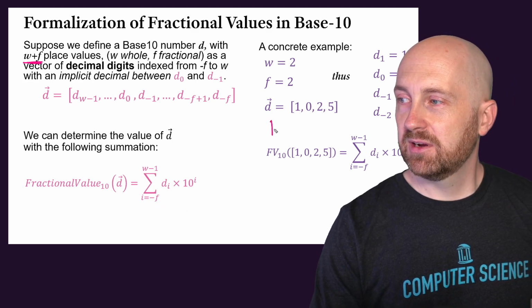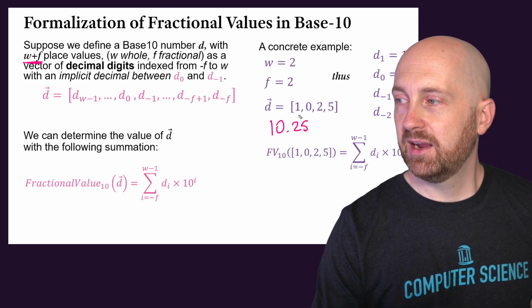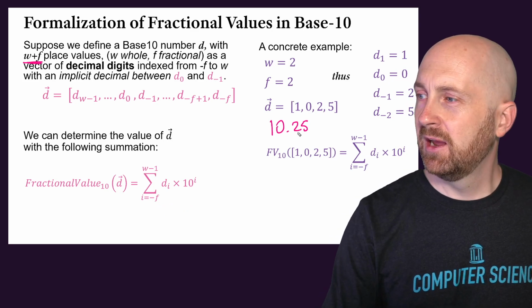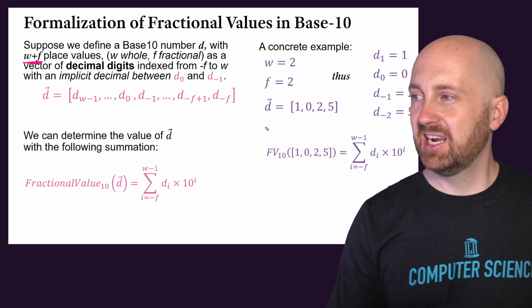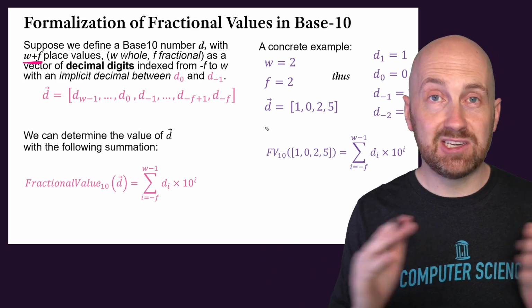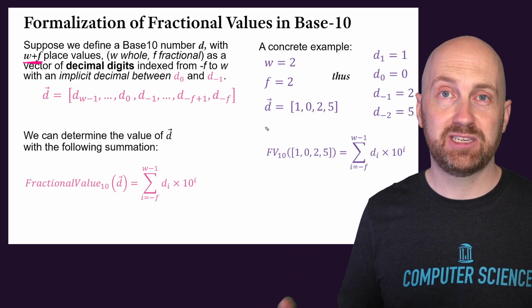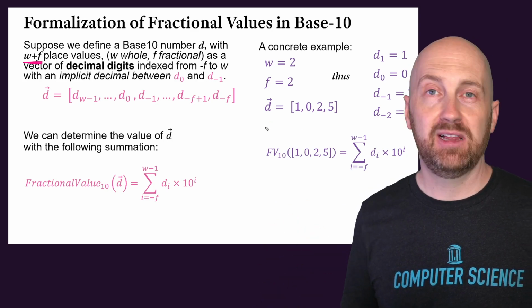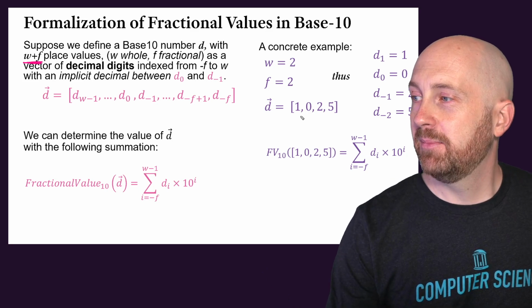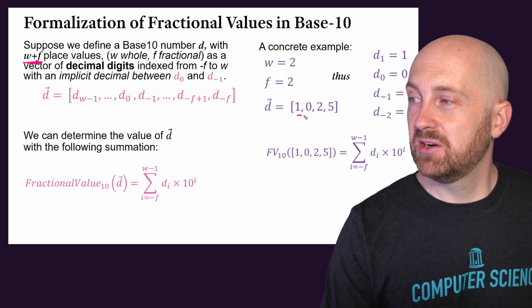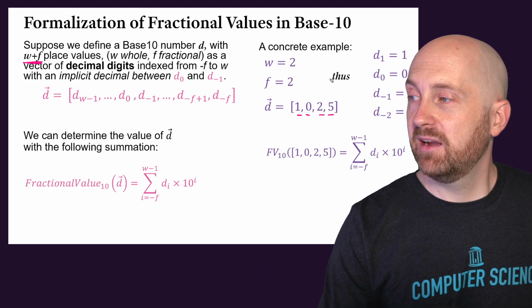And ultimately, we're looking at 10.25, right? So this is the number that we're trying to encode. But we want to think about how would we take just the digits in some order and formally specify the algorithm for calculating the fractional value based on a summation. And so the digits in order are 1, 0, 2, 5.